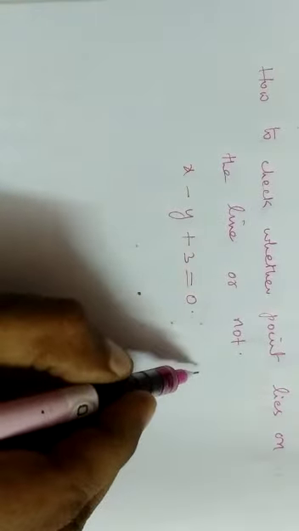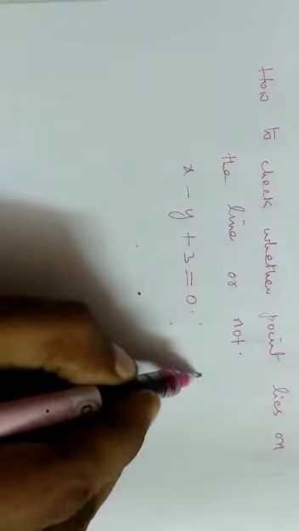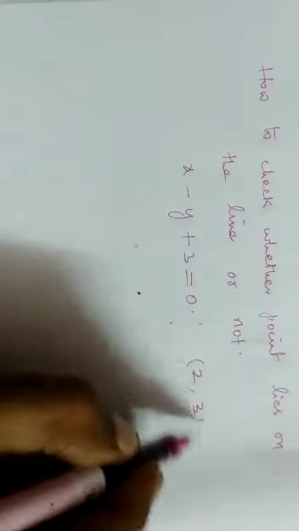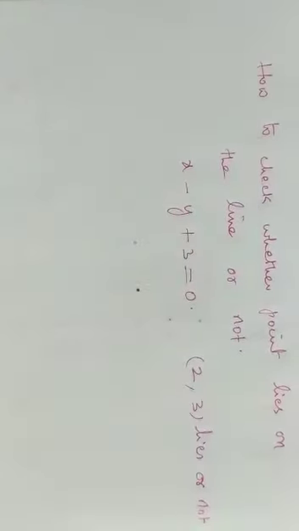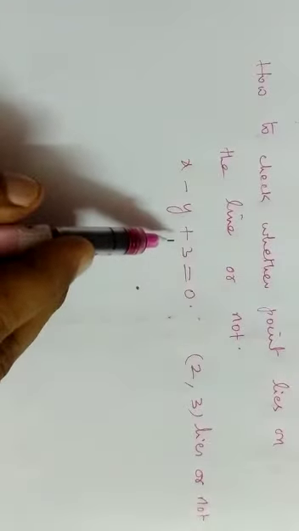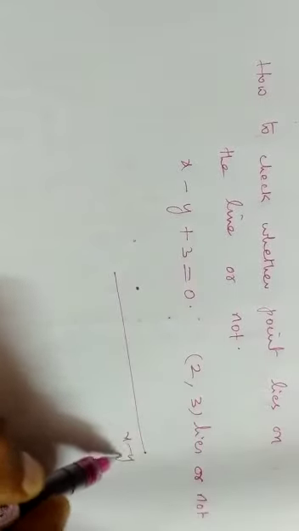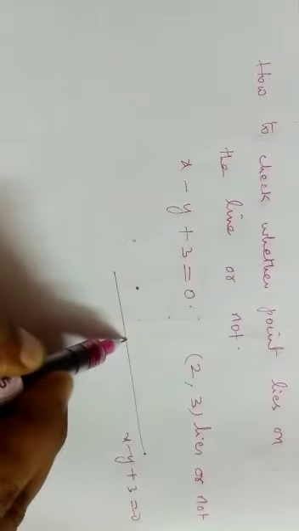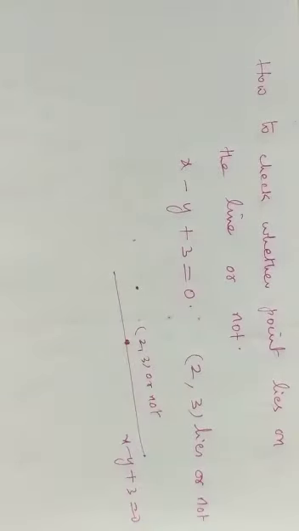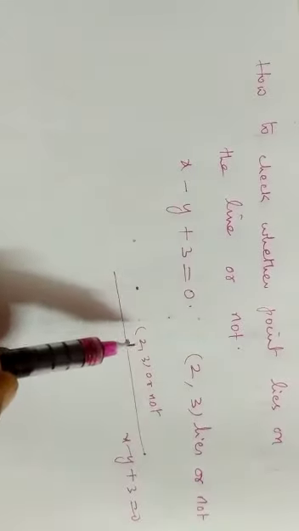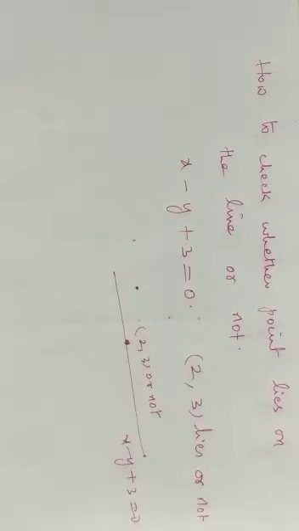Now we are asked to check whether (2, 3) lies on it or not. Means whether this line contains this point or not, which means this is the line x minus y plus 3 equal to 0. They are asking, check whether this point will be on the line or not. If you draw the graph, definitely you will know whether this point lies on the line or not. Now without drawing the graph, how to check?